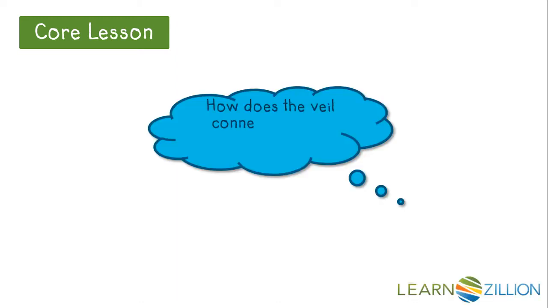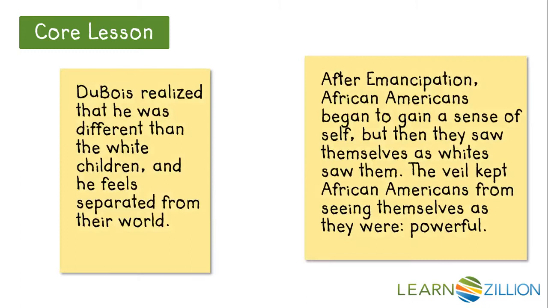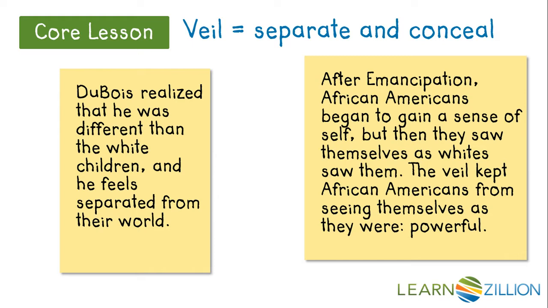So now that I have my notes together, I ask, how does the veil connect with the meaning of each section? Right, so I have my two notes here, and then I'm going to go back and remember what I said that I knew about a veil. A veil separates and it conceals. So see here, he was saying that the veil separated him from the world, and here that it concealed what his true self worth was, or who his true self was.